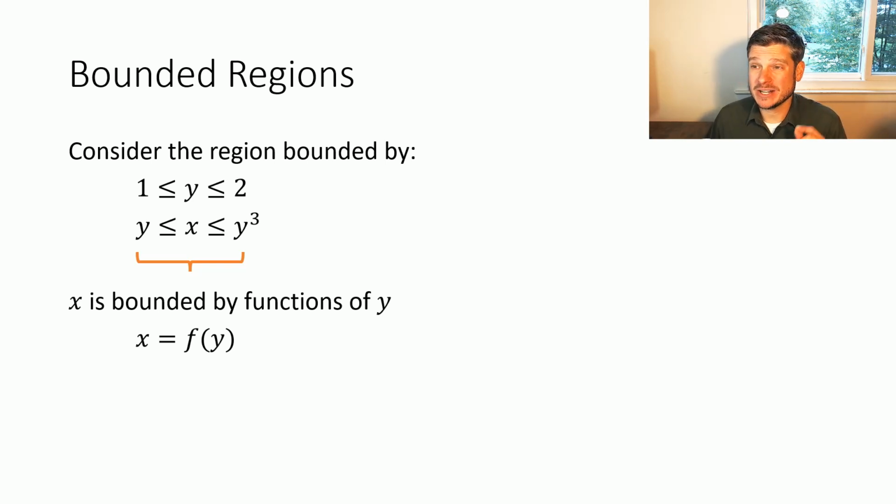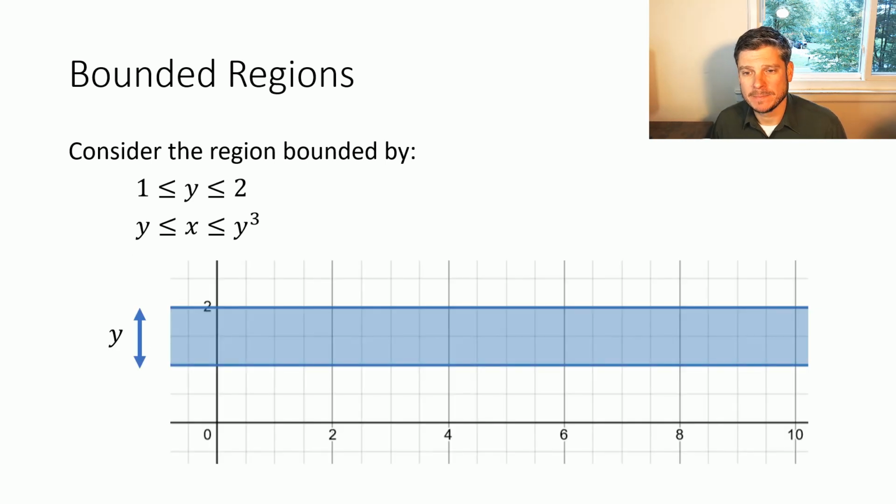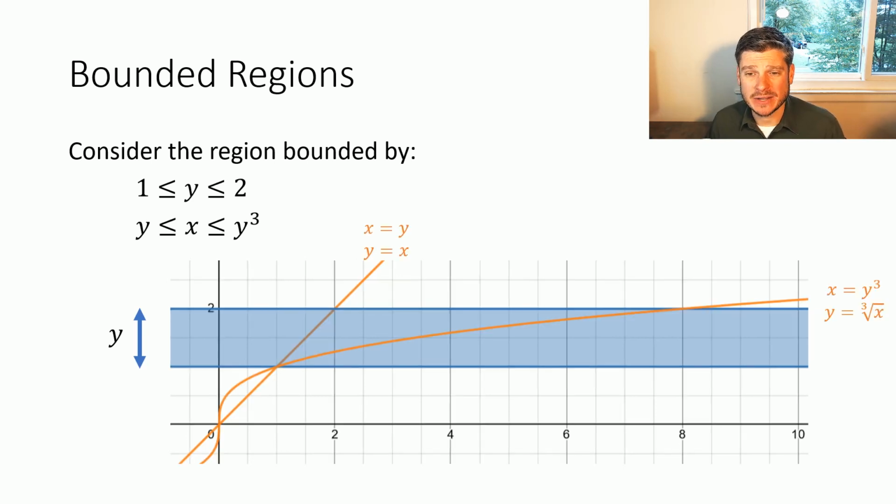Now, if you're trying to use your calculator to graph, you might want to find the inverses to help you graph what this is going to look like. But as always, we start with our bounds that are constant. So I know y is between 1 and 2, so there we go. That's what y between 1 and 2 looks like. And now I need to figure out what those other two functions are going to look like. So that y is less than or equal to x. Well, what I want to really graph is x equals y, or y equals x.